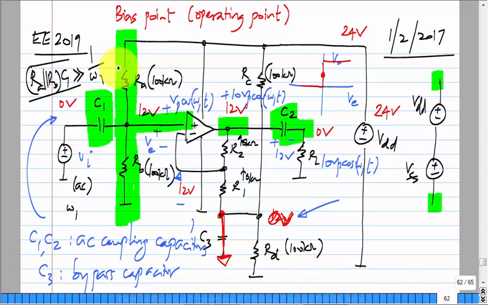Exactly. So what happens is once you start up, once you apply 24 volts, it will take longer for voltages to settle. So that may be a problem in some cases. That's also the reason why you don't want to go crazy with this.